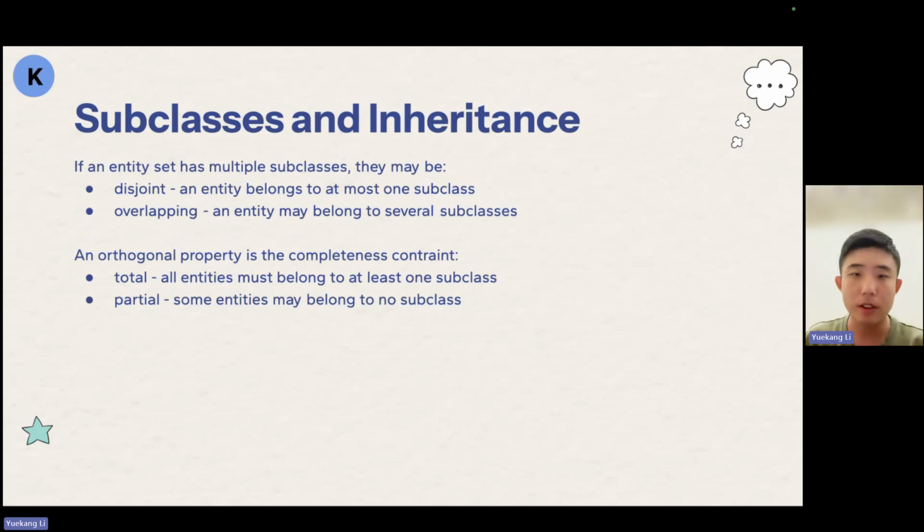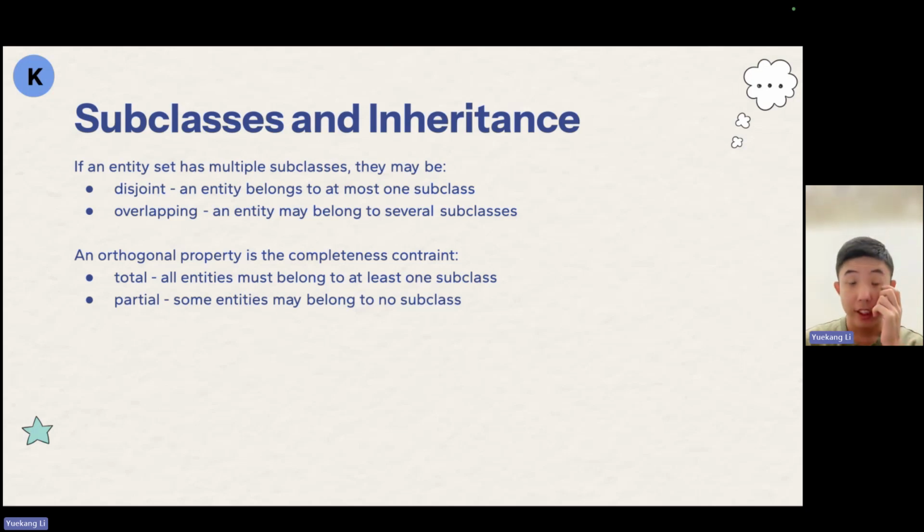So here are more concepts. Today we will cover a lot of concepts and definitions. If an entity has multiple subclasses, they could be disjoint, which means the relationship between the subclasses is exclusive, so an entity can belong to at most one subclass. There could be overlapping, which means an entity might belong to several subclasses at the same time.